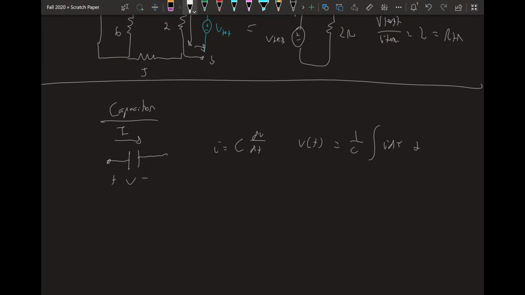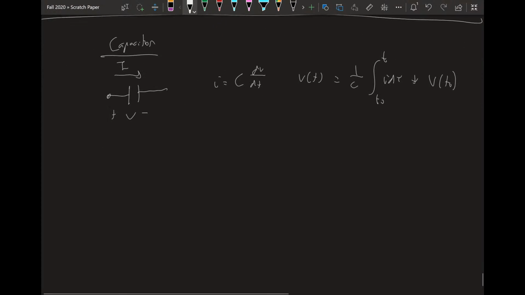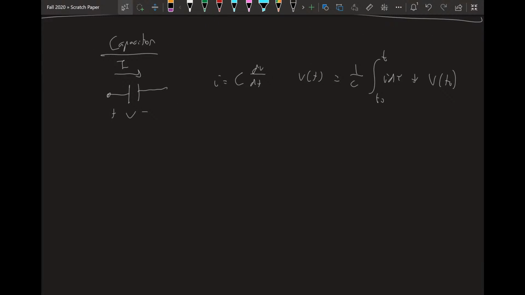plus some initial voltage from t0 to t, right? The capacitance is measured in farads. Some things to note. We have a derivative here. If at any point in time we have a singularity, so like the voltage changed instantaneously, that would lead to an infinite derivative term, which is not possible, right? This means the voltage across the capacitor cannot change instantaneously.